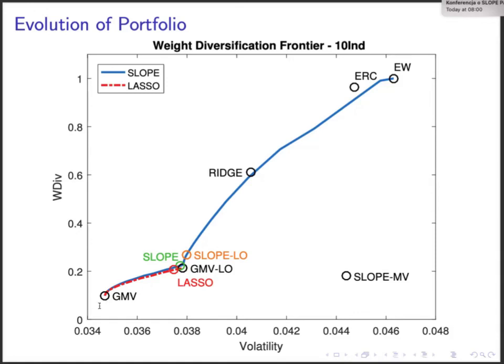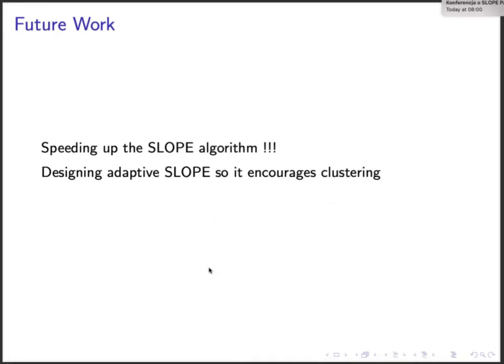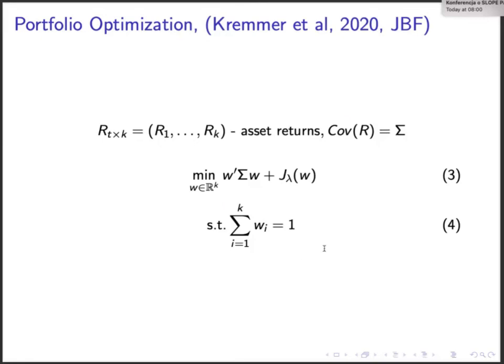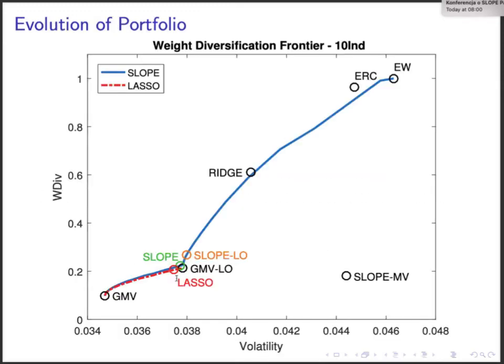If you use regularization with LASSO, you can only reach up to this point. So this is the range of portfolios which you get by LASSO optimization. Basically, LASSO does not allow you to... let me just think. Okay, so I know.